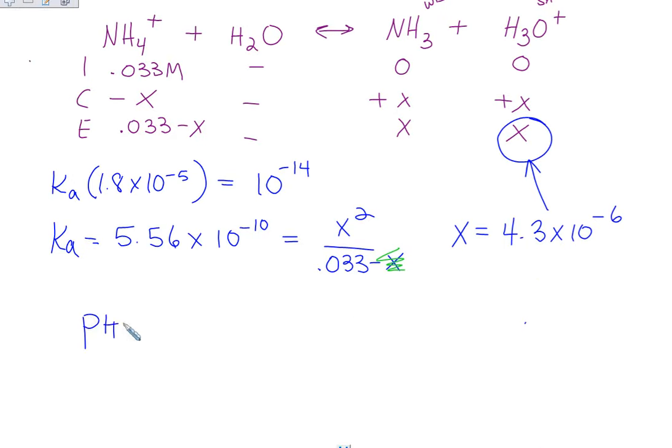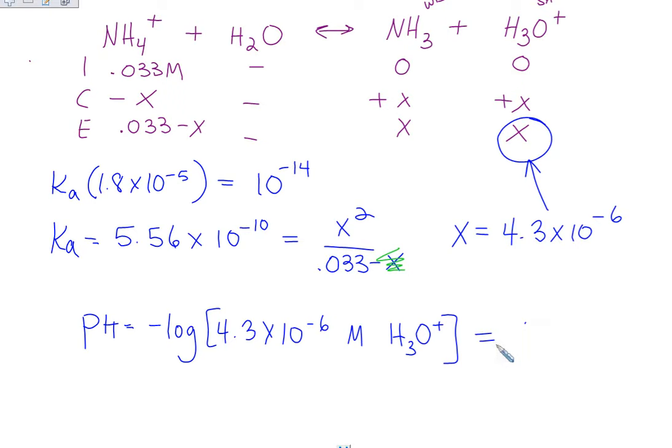pH equals opposite log of 4.3 times 10 to the negative 6. You could have written H3O or just hydrogen, and I promise it would be acceptable. Let's call this maybe like, I don't know, 5.4-ish. Opposite log, 4.3 times 10 to the negative 6. Like 5.4 sounds good. That's kind of what I expected. I was thinking this would be a little bit acidic.